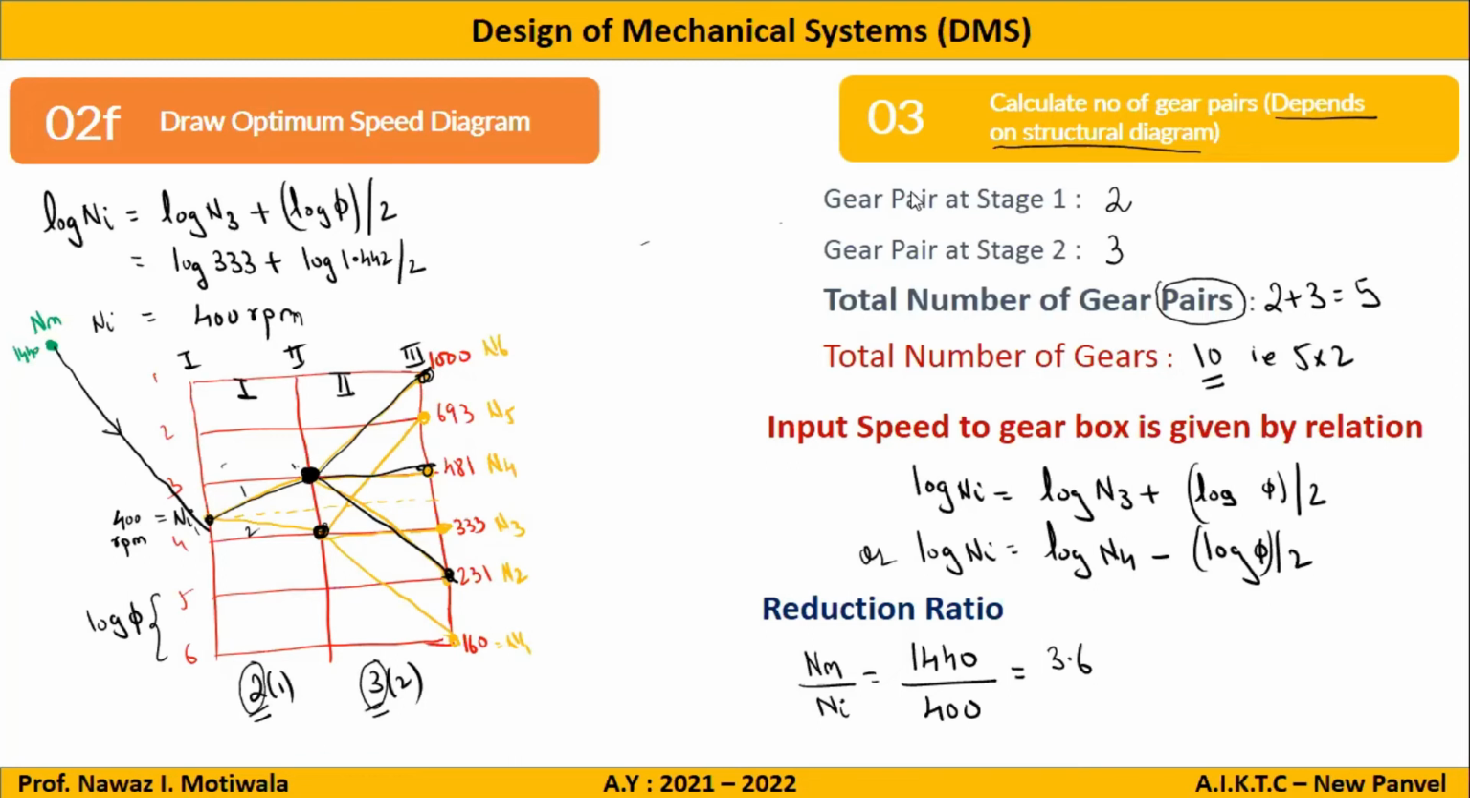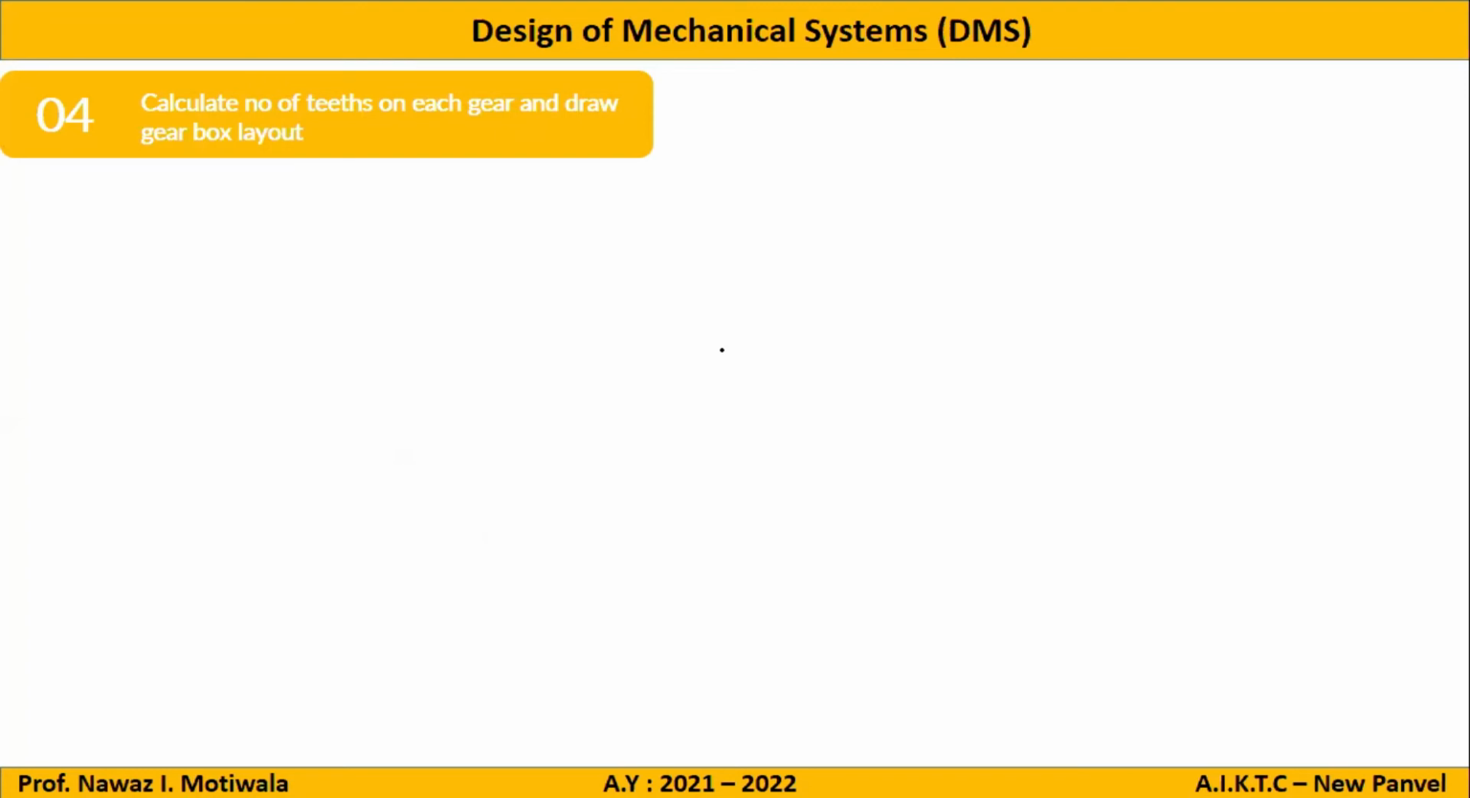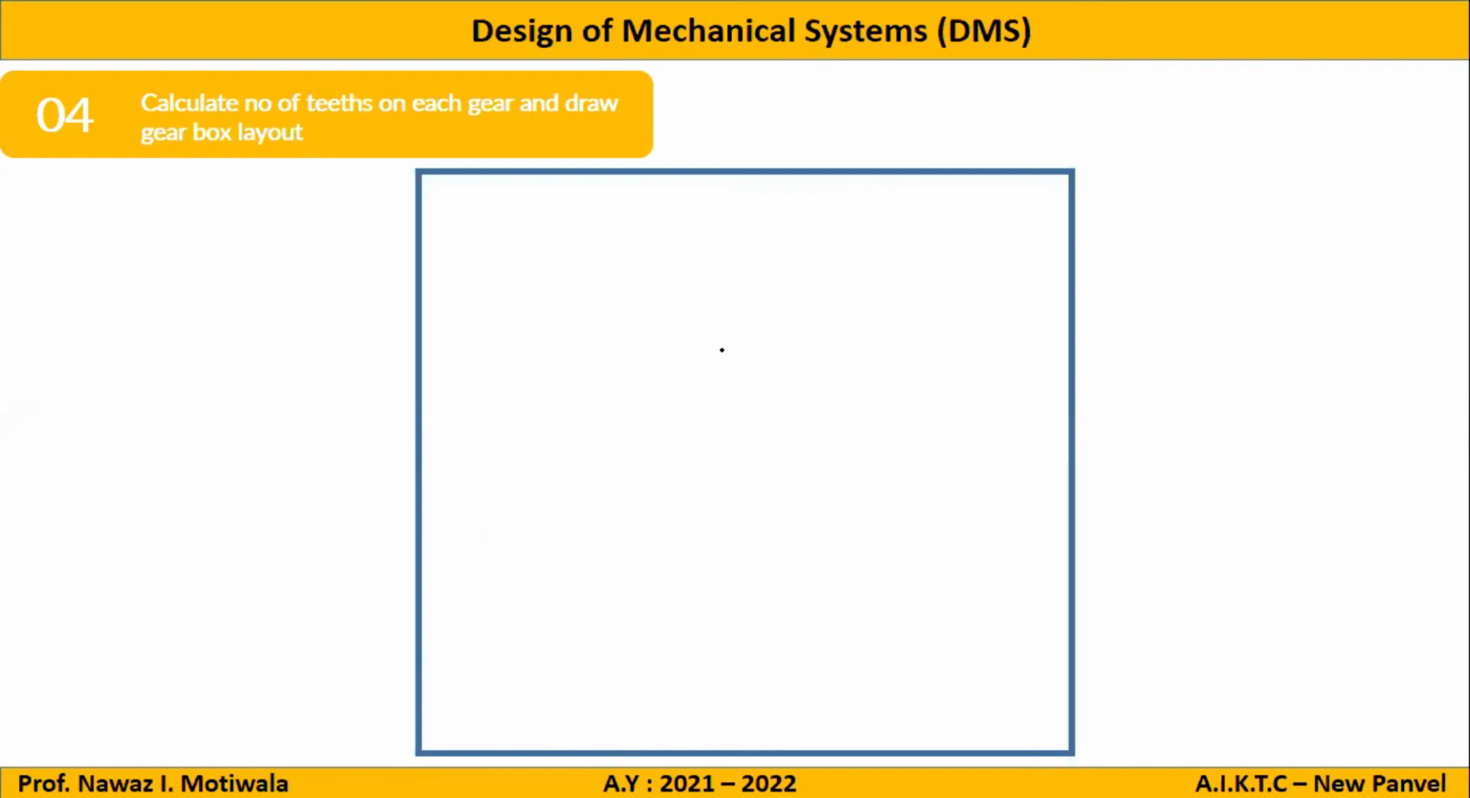So for that, I have the last step, step number 4, which says: calculate number of teeth on each gear and draw gearbox layout. So this is my gearbox layout. It's just a rough gearbox layout. I'm not saying that it is the final one. The final one we will draw later. This is a rough layout.